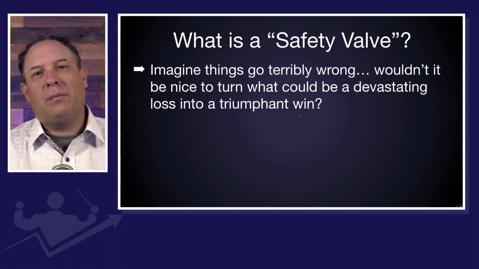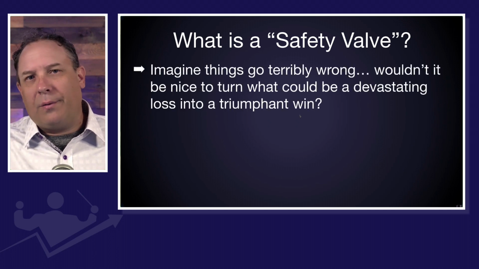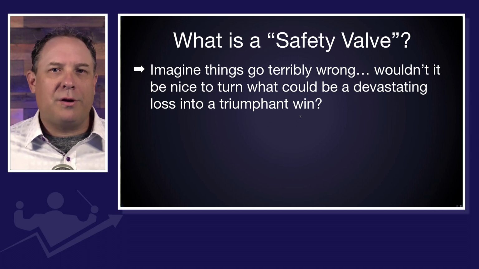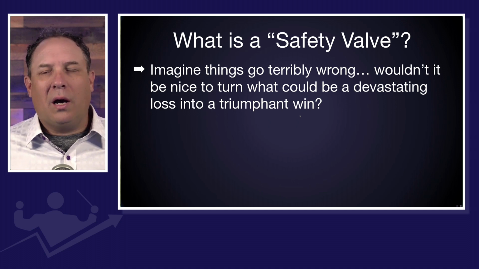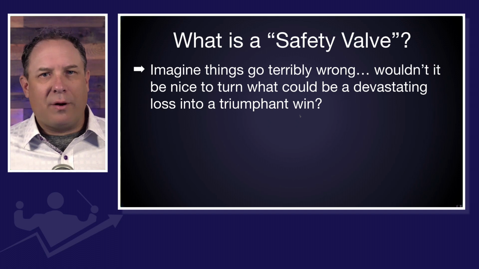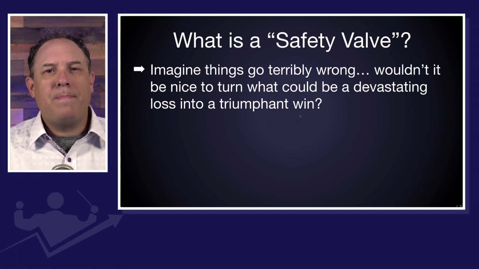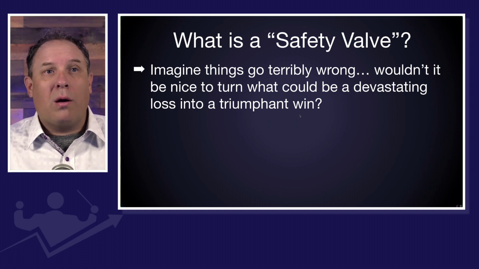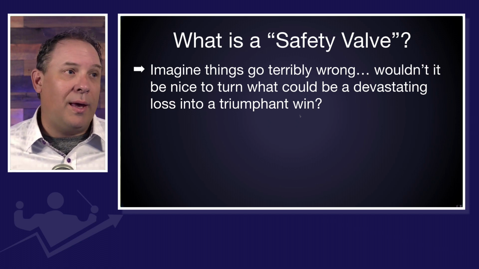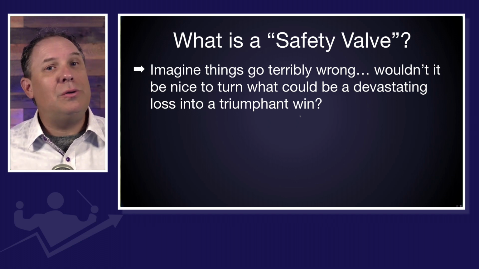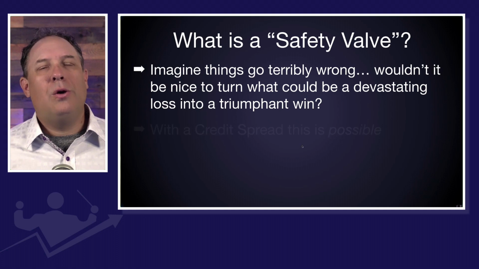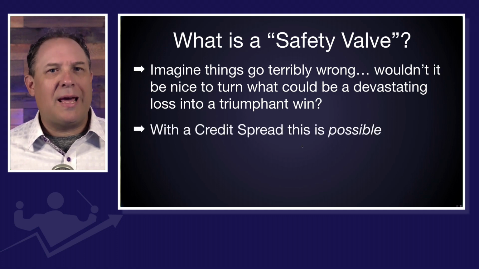Imagine that things go terribly wrong with your trade. And terribly wrong, what is that? You can only lose $5 a share in this trade. So on one contract, that's a maximum loss of $500. You can sustain that. It's not too bad. But what if things go wrong? Wouldn't it be nice to turn what could have been a really bad loss into a triumphant win? Wouldn't that be cool? With the credit spread, this is possible. You say, how could we do it?